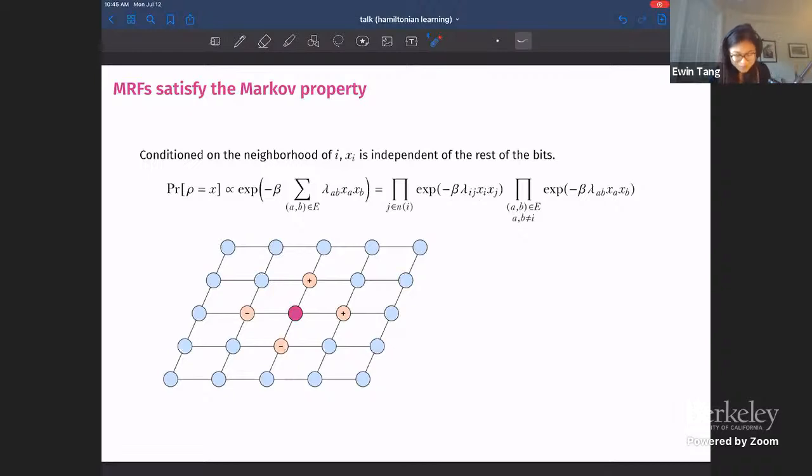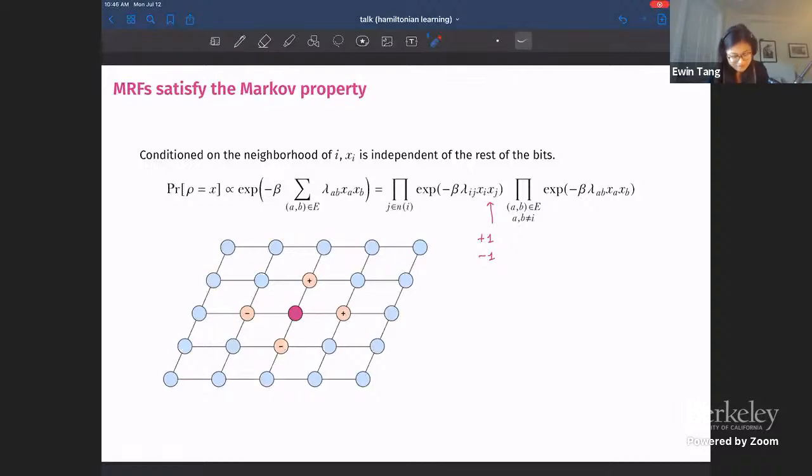And this is easy to see because you can just write this probability distribution as the product of terms that don't have anything to do with the particular qubit i that we were considering, and the rest of the qubits. If you set all these neighbors to either +1 or -1, then naturally it decomposes into a product that depends on xi and a product that doesn't depend on xi. And so this is how you would see this.